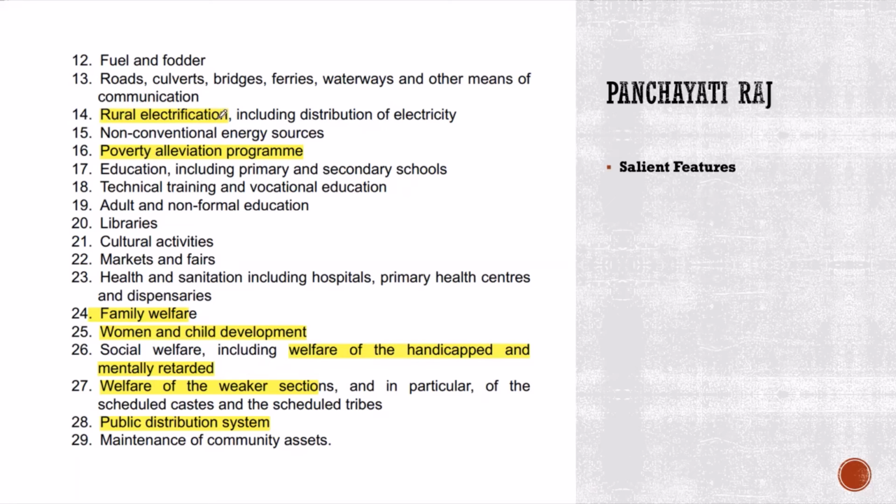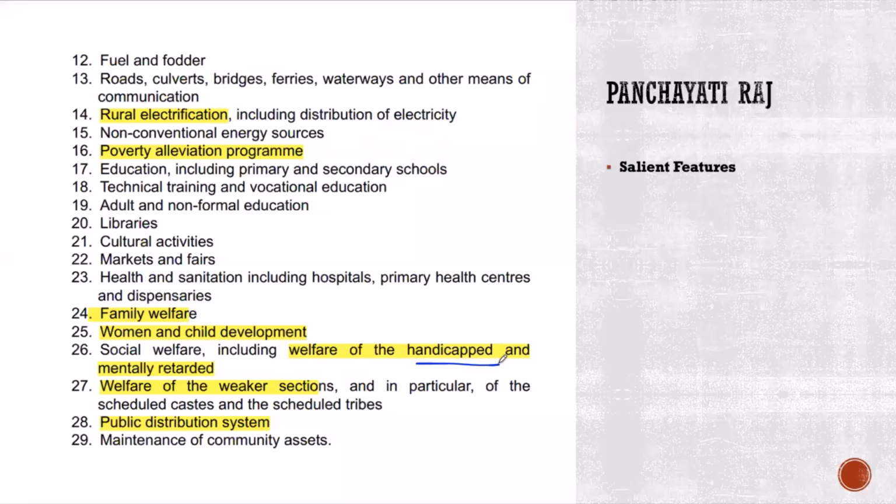But in the panchayat, they are truly empowered. Poverty alleviation programs really depend on these three tiers to deliver. How cool is that? Amazing. Family welfare activities, women and child development, your ICDS, and so many things come under these. The welfare of the physically challenged and mentally retarded, right?